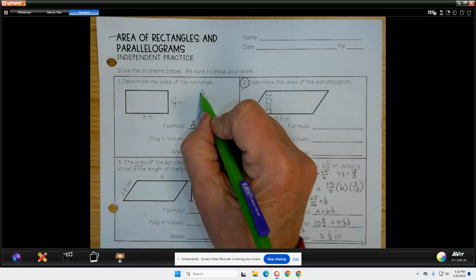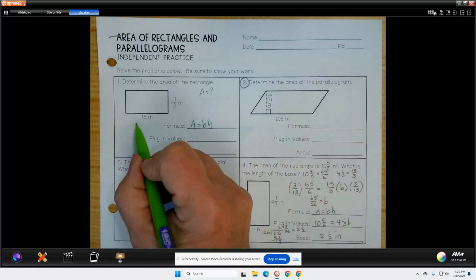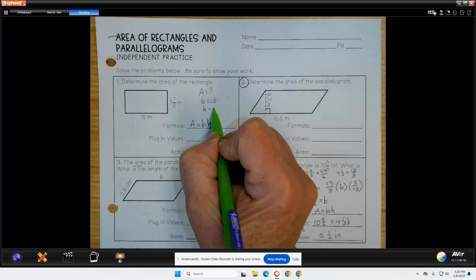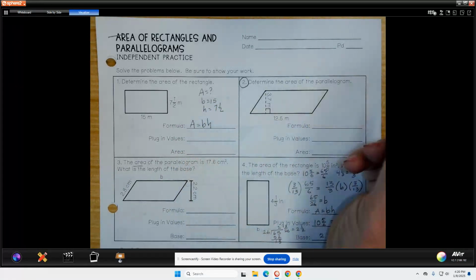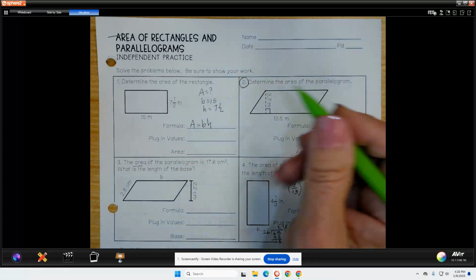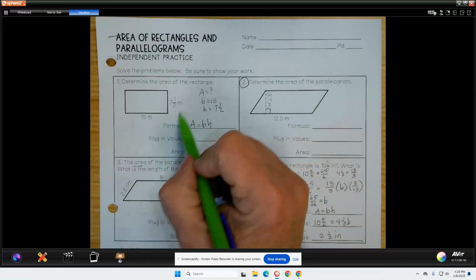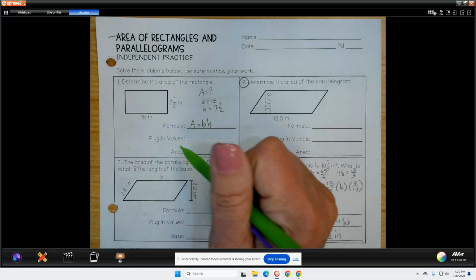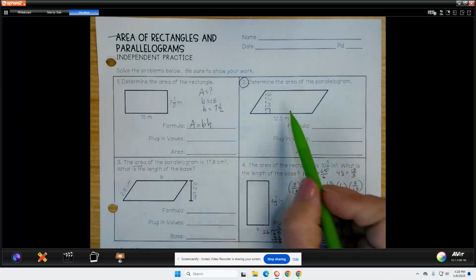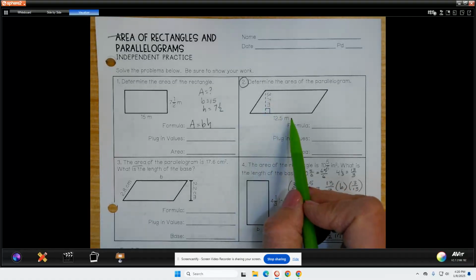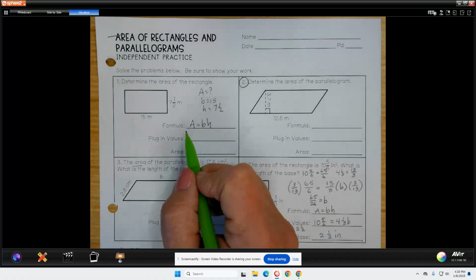We don't know the area. The base is going to be 15 and the height is 7 1/2. Now, I'm going to change it to a decimal right now to make it easier to multiply, but guys, when you're done, since the problem was done with a fraction, you need to have your answer as a fraction. If your problem was with decimals, you want to make sure your answer is with decimals. So, we plug in the values.